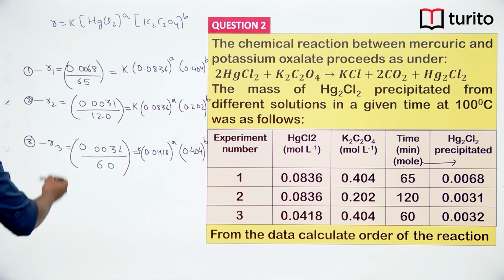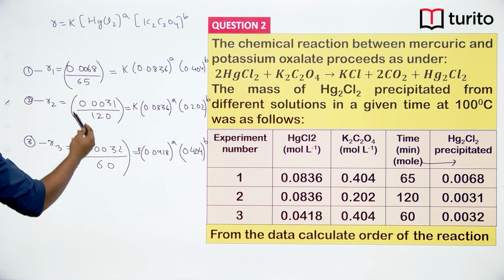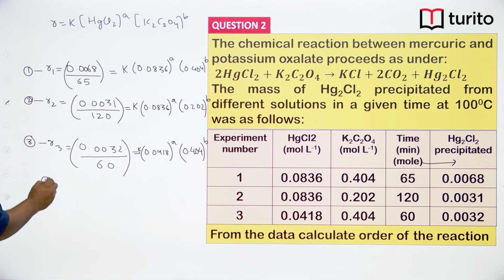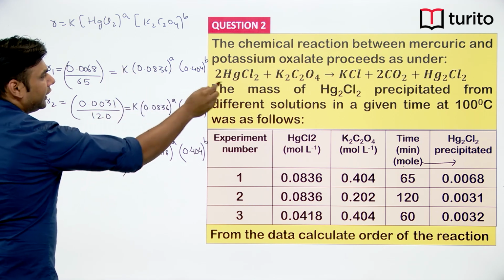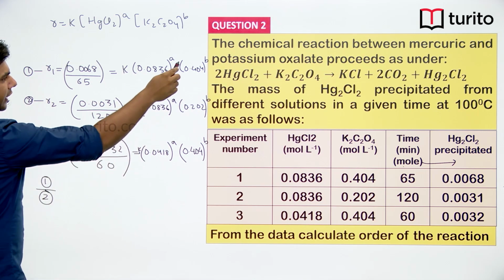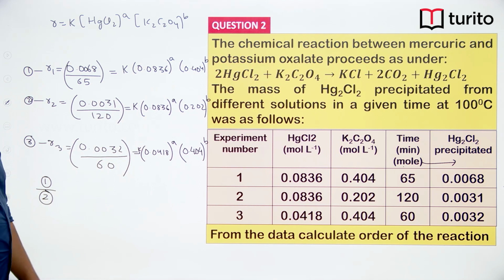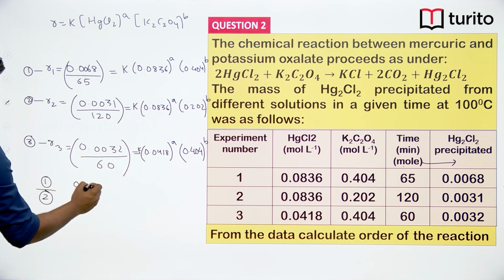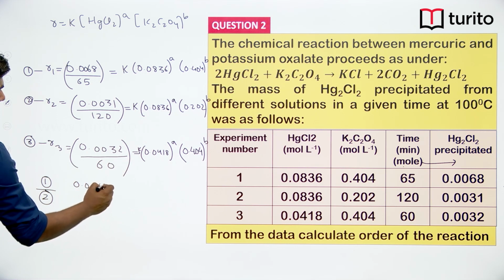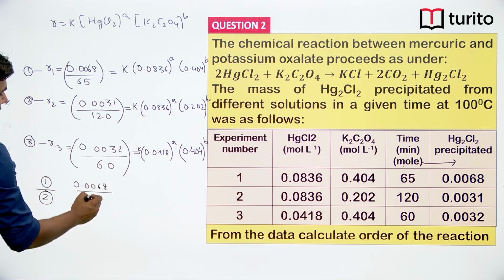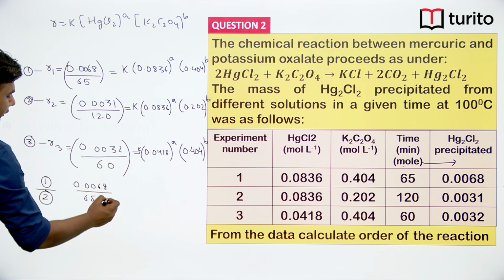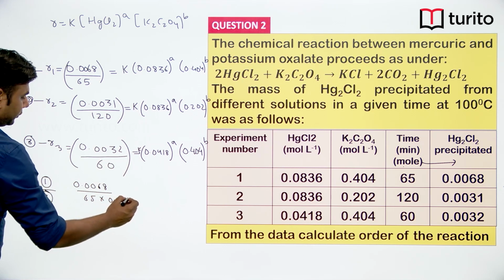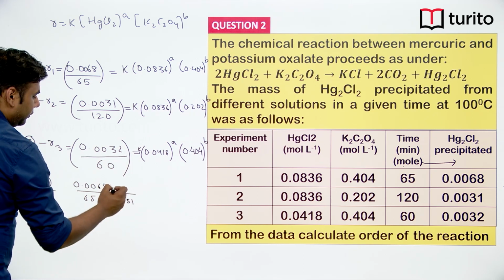Okay. So you can clearly say if we divide 1 and 2, the concentration of HgCl2 remains constant and the concentration of K2C2O4 is changing. So if we divide this, we will get 0.0068 divided by 65. Okay, when you divide by this, so this is basically 0.0031 into 120.